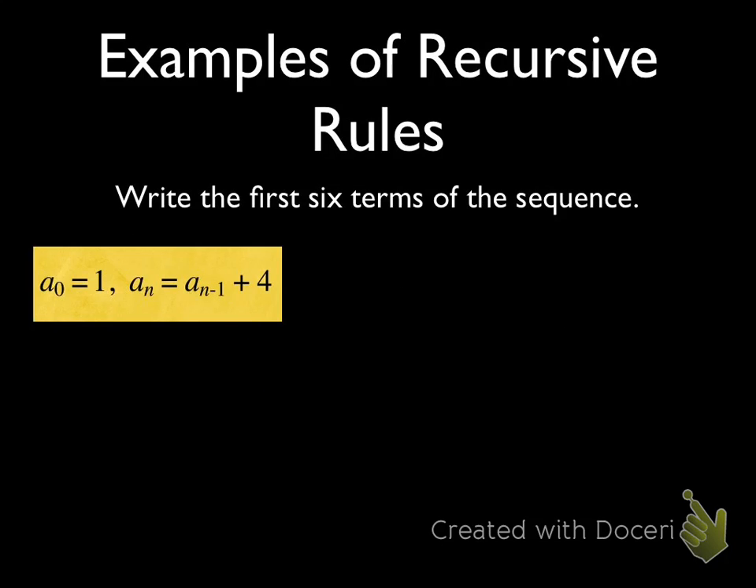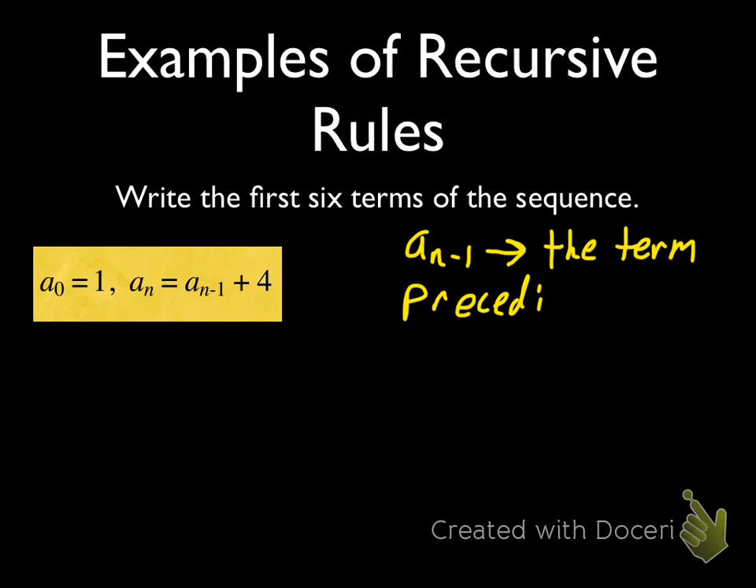We want to write the first 6 terms in the sequence. You should write this somewhere: a sub n minus 1. That means the term preceding, or right before, a sub n. I'm going to rewrite a sub 0 equals 1, just so we can keep track of it all.